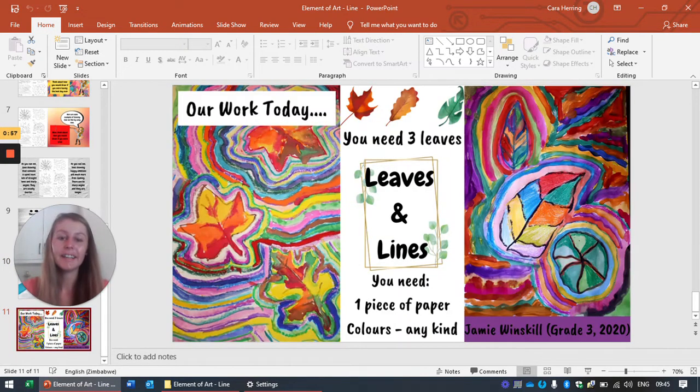Then finally, our work for today. Look how absolutely beautiful this is. This was by a grade 3 last year, Jamie Winskill. And this is my example on this side that I used last year as well.